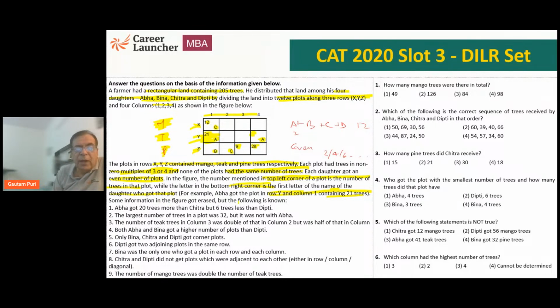Some information the figure gave is this, but the following is known. So we have got 9 statements. Obviously, sufficient data it appears, to be able to fill up the table. And we should be able to solve. But look at the questions. Before we do anything, let's have a quick look at the questions. What do the questions tell me? How many mango trees are there? A definite answer, which means I should be able to find the total number, the summation of these 4.